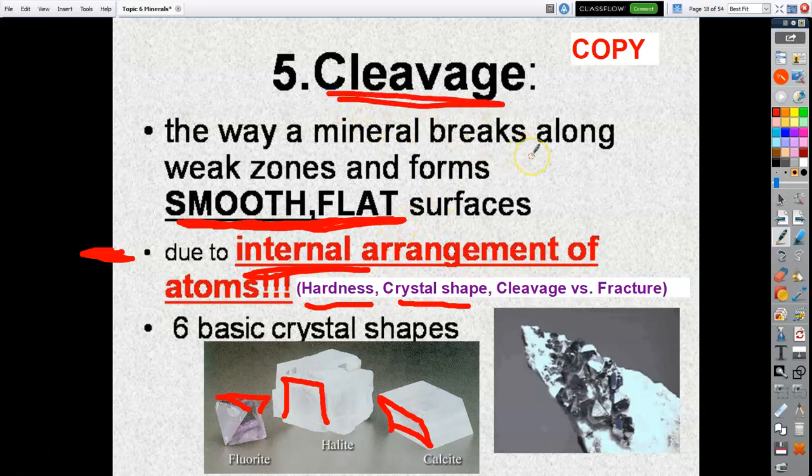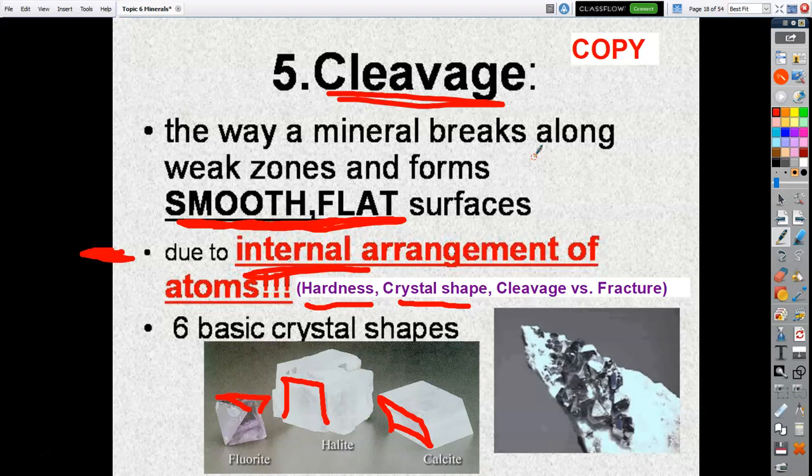So cleavage is if it breaks along smooth, you're looking for smooth edges, which is not always easy to see. I will say that straight out. Students sometimes will have a hard time seeing if a mineral is breaking with these smooth, flat sides. Some minerals don't show it as well as others. Some are like a clear, dead giveaway. You can easily see that it has smooth, flat sides, and right away a student says, yep, that definitely has cleavage.